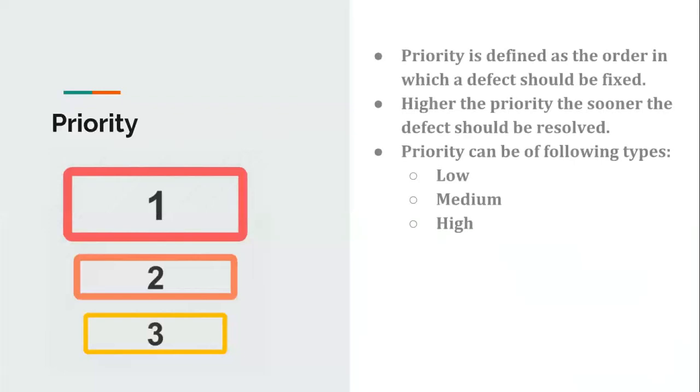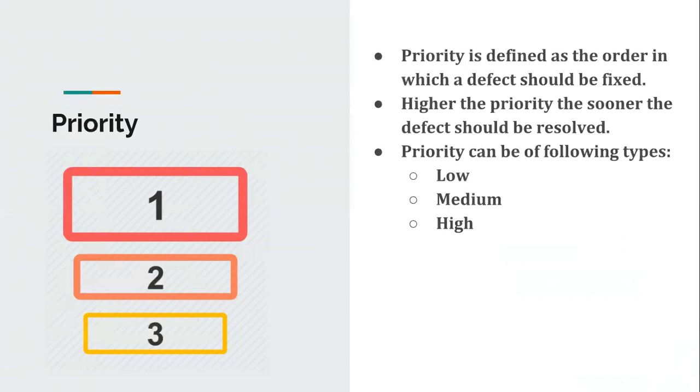So priority defines the order in which we should resolve a defect. So should it be fixed or can we wait? All these questions can be answered through the status priority. So while we are raising a defect, there are two statuses, the priority and severity. So we'll be discussing them.